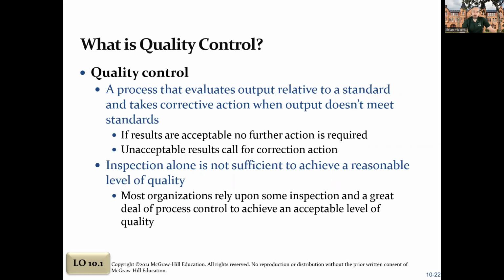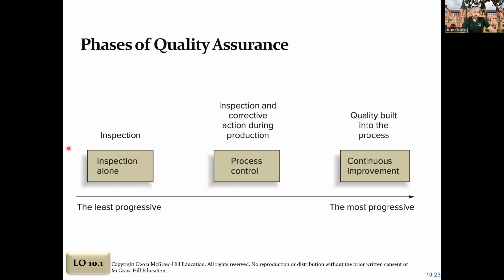Inspection alone is not sufficient. You need inspection along with process control to achieve the level of acceptable quality you're seeking. So inspection alone would be very blasé, not progressive at all. Inspection and then correcting during production would be kind of in the middle ground, but then building quality into the process. So is there a better way we could be doing this? Not just inspecting the results, but okay, how could we improve the results before we actually manufacture the product?